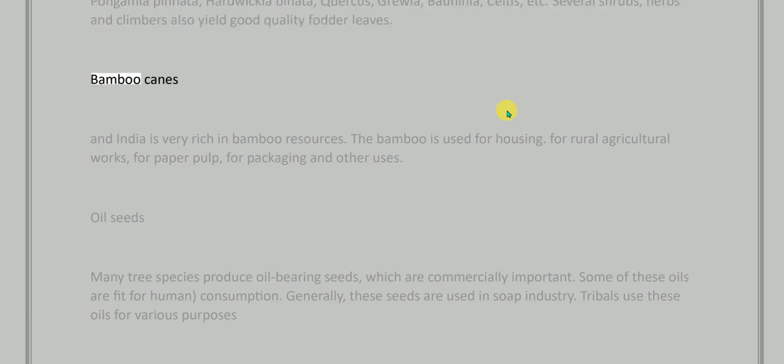Bamboo canes. India is very rich in bamboo resources. The bamboo is used for housing, for rural agricultural works, for paper pulp, for packaging and other uses. Oilseeds. Many tree species produce oil-bearing seeds, which are commercially important. Some of these oils are fit for human consumption. Generally, these seeds are used in the soap industry. Tribals use these oils for various purposes.